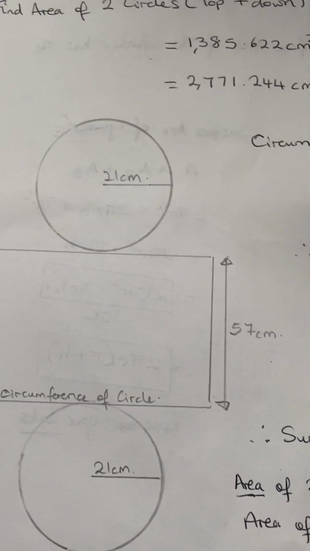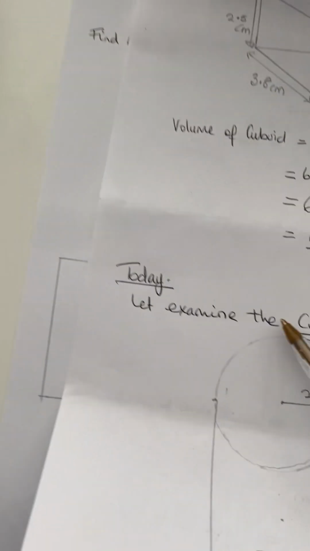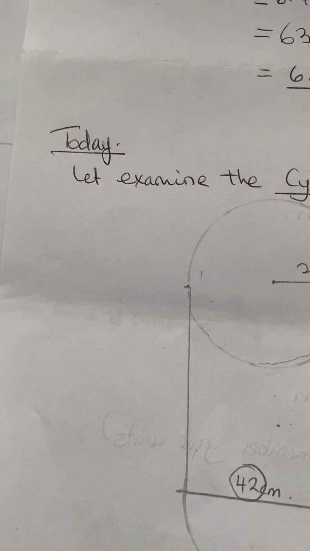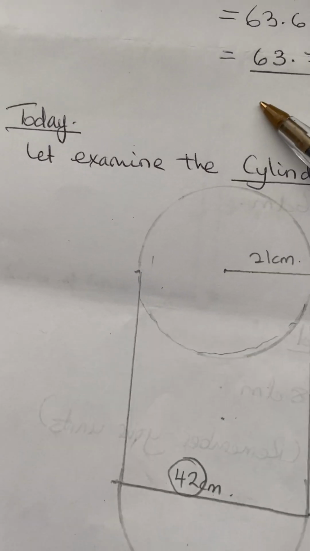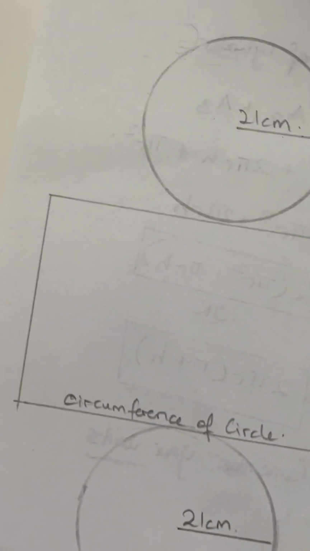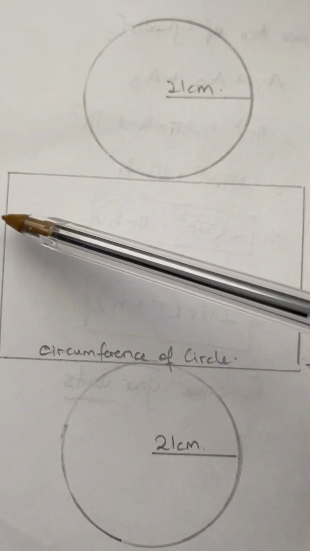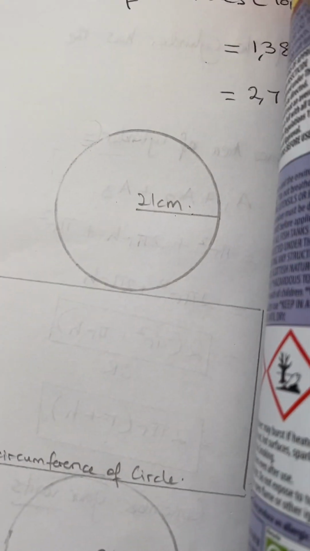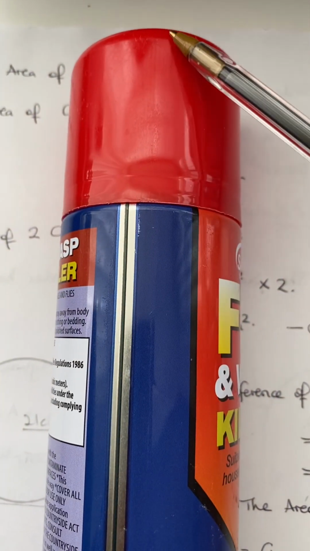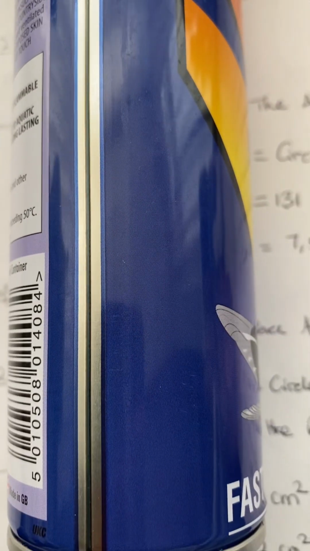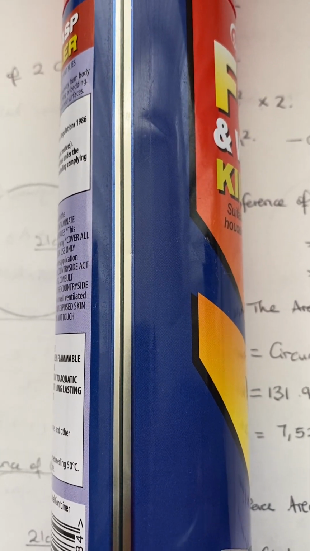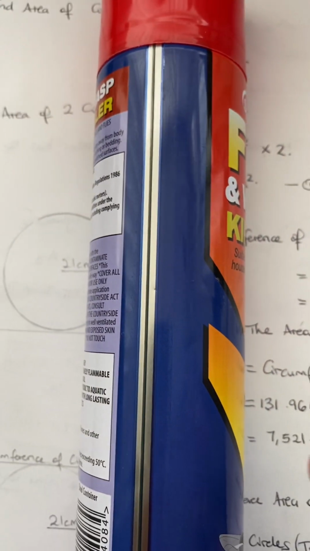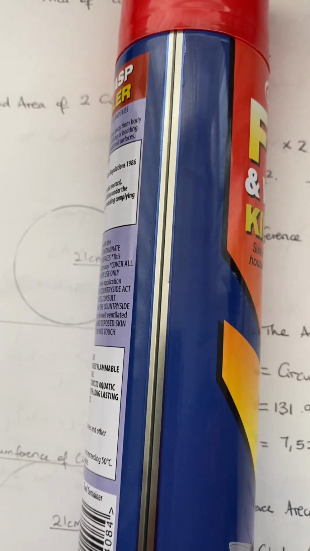Now, to find the middle part, look at your cylinder carefully. If you split it on one side, you are going to get a rectangle in the middle. Look at this carefully. I found the area of the top and the bottom, but I need to find the area all around. So if I split this part, I'm going to get a rectangle.